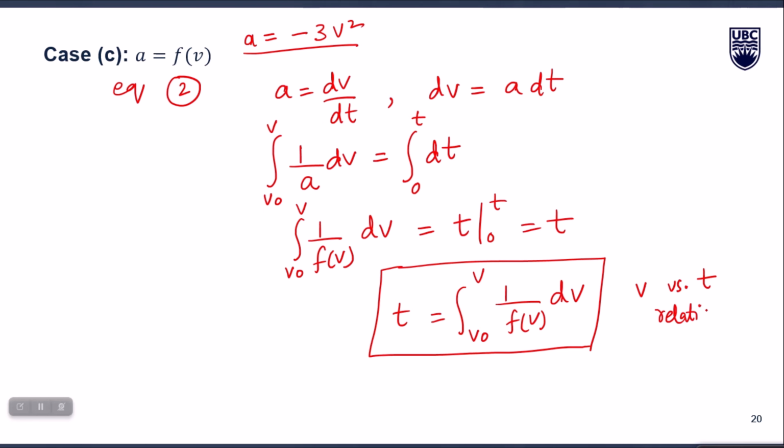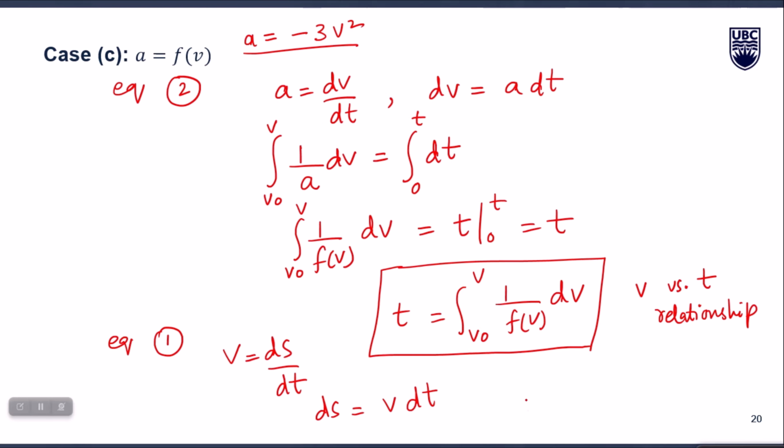V versus t relationship. And then what should be the next step? Once the velocity can be expressed as a function of time, you can integrate it one more time to get displacement, right? So the next step should be applying equation 1, which is v is equal to ds by dt, right? And in other words ds is equal to v dt, right?